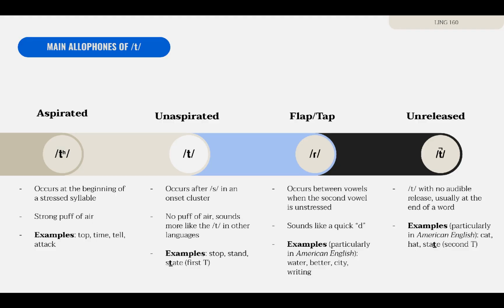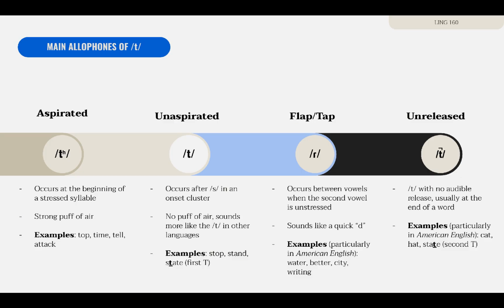English is a language in which the pronunciation of the letter T can slightly or drastically change depending on its phonological environment, meaning its phonological context. But it can also change depending on a certain person's accent, which country they're from, which region they're from, their social group, their ethnicity, their age, etc. Here are some of the main allophones of T.